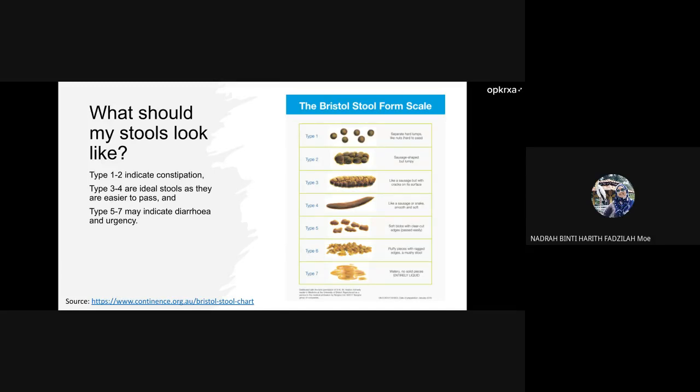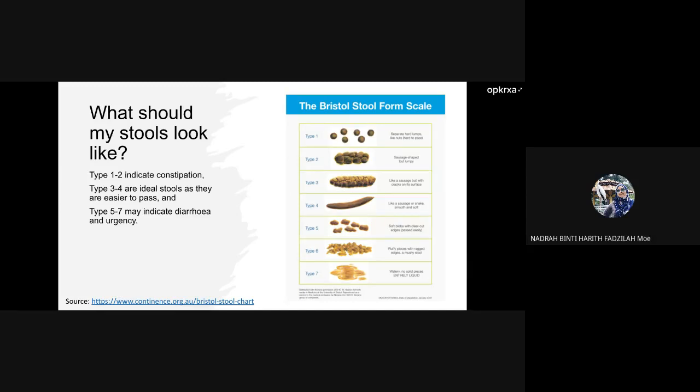Dan bila kita pergi buang air tu, we can completely empty our bowel when we pass motion. Tak perlulah pergi patah balik ke tandas sebab tadi tu tak selesai. Sesi buang air besar tadi tu tak selesai lah.